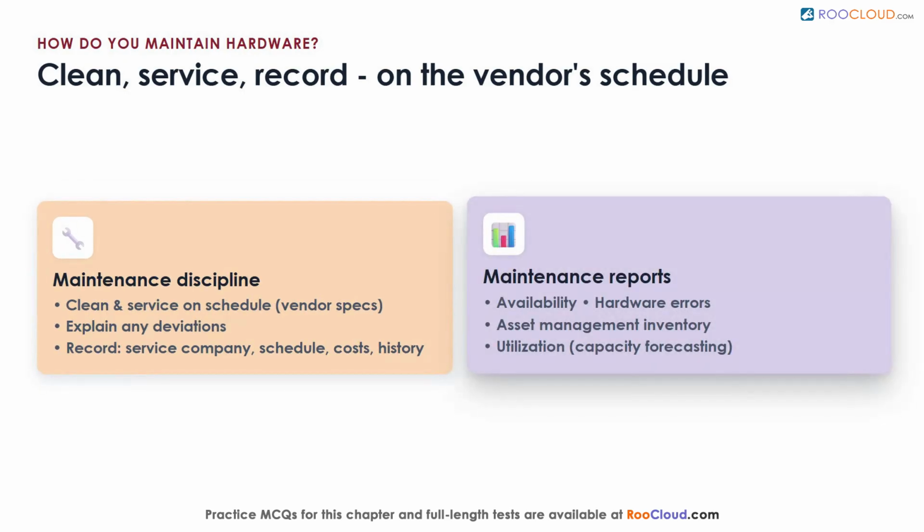Several reports keep hardware honest. Availability reports show when systems were up, exposing excessive downtime. Hardware error reports flag failures to fix. Asset management reports inventory the connected equipment. And utilization reports show how heavily machines are used, helping you forecast needs.